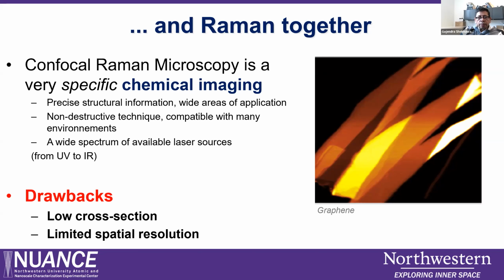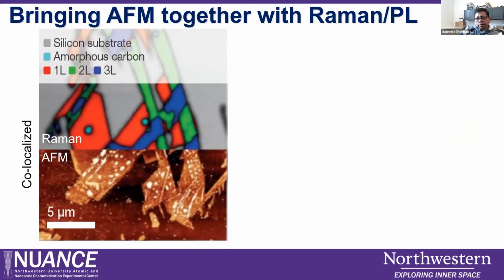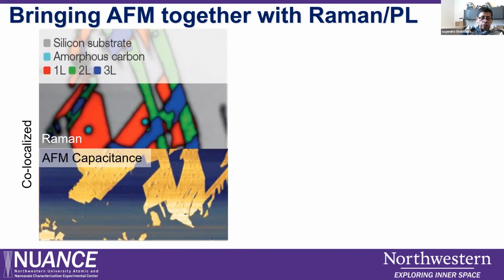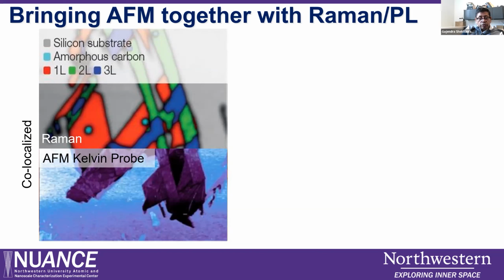So here now comes how we can start bringing AFM and Raman imaging, or Raman spectroscopy, or Raman PL type measurements, together. On the left, you can see a combined, co-localized image of AFM and Raman. When you have the AFM and Raman systems integrated together, in the AFM you can do a normal surface topography, a phase image, a friction image, a capacitance image, and a Kelvin probe, which is basically a work function measurement.